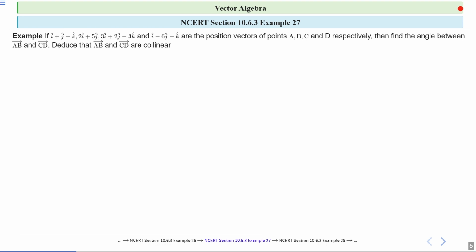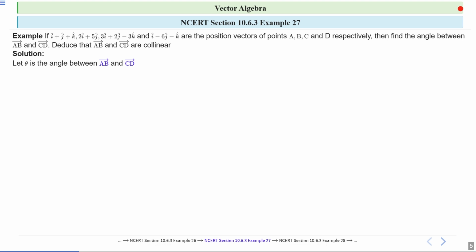Next, NCERT section 10.6.3 example 27, it says if i cap plus j cap plus k cap, 2 i cap plus 5 j cap, 3 i cap plus 2 j cap minus 3 k cap, and i cap minus 6 j cap minus k cap are the position vectors of the points A, B, C, and D respectively, then find the angle between AB vector and CD vector. Deduce that AB vector and CD vector are collinear. Okay. So let's see the solution part.